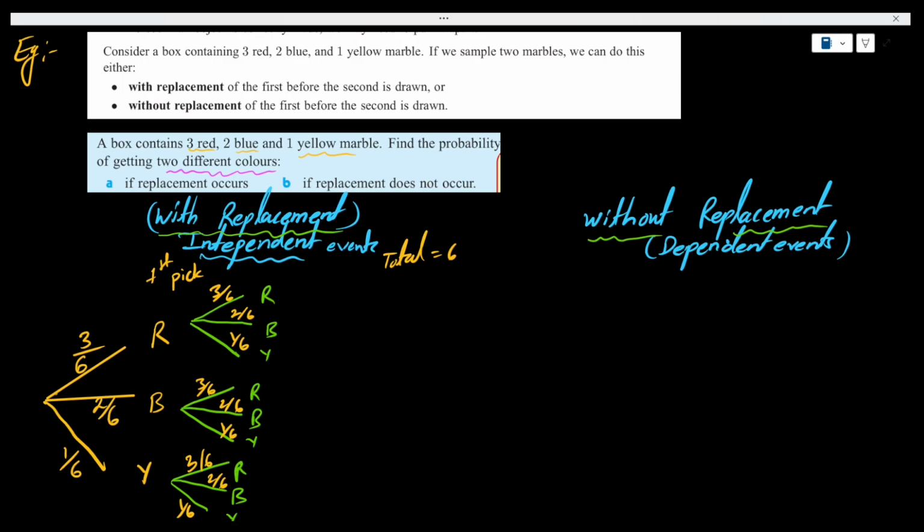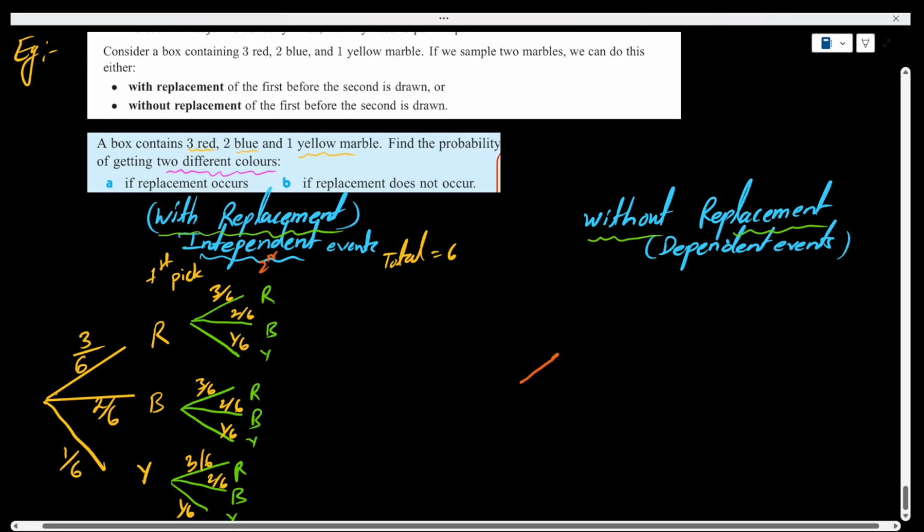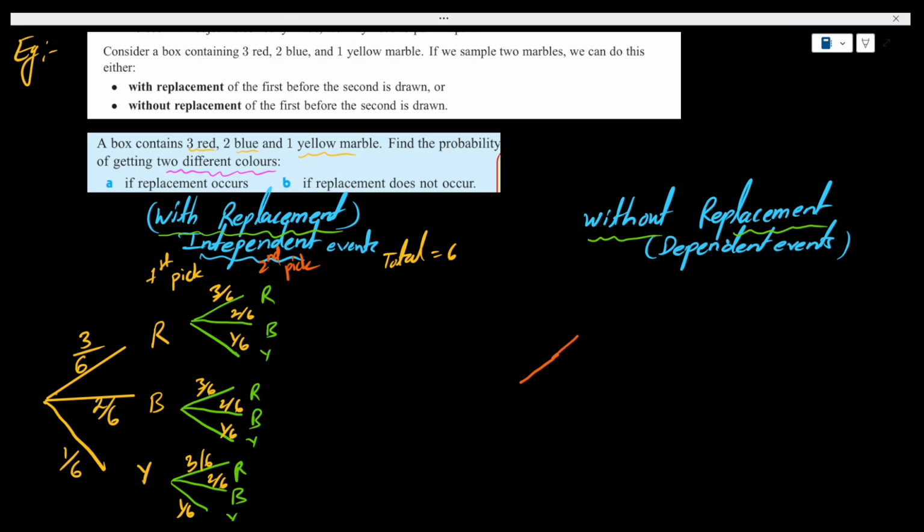First, let us draw the second tree diagram also, where it is without replacement. Now again, without replacement also, you will have your first pick. This one was your second pick of marble. Okay. So here first pick is red.